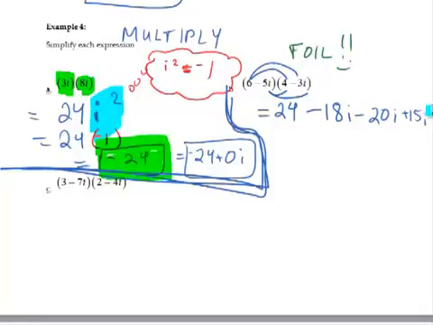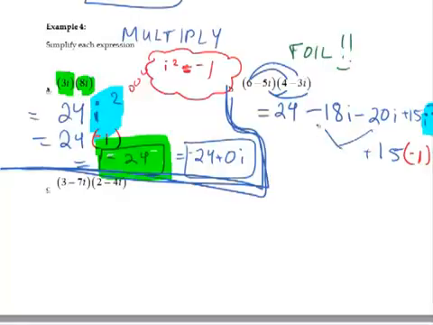Please, please, please remember: notice that this is an i squared at the end. Many people are going to just leave it as a normal i, but it is an i squared. So when we come down to our next line, we want to substitute for that i squared. i squared is a negative 1. So we have 15 times a negative 1 at the back.